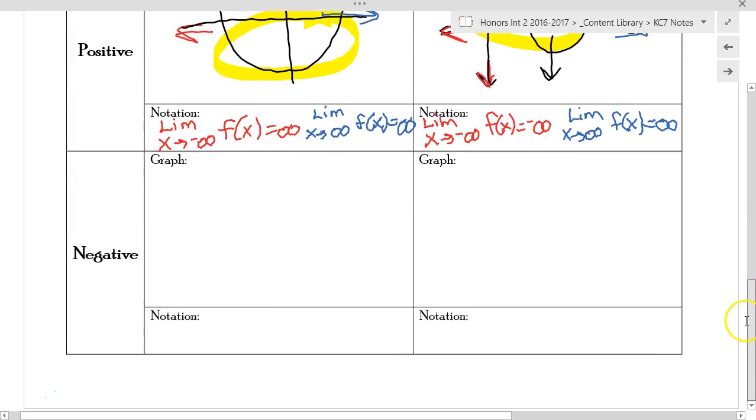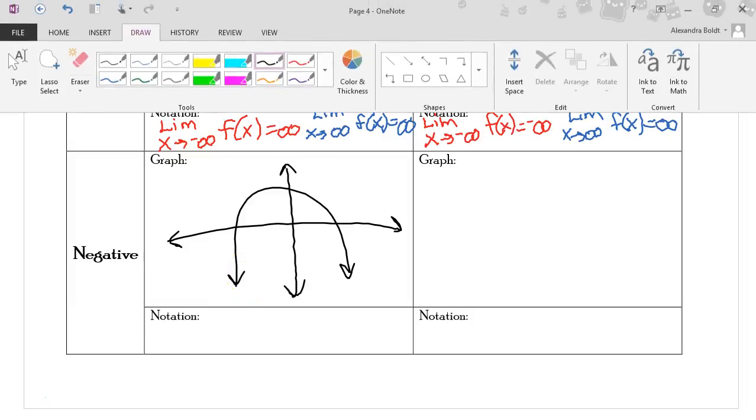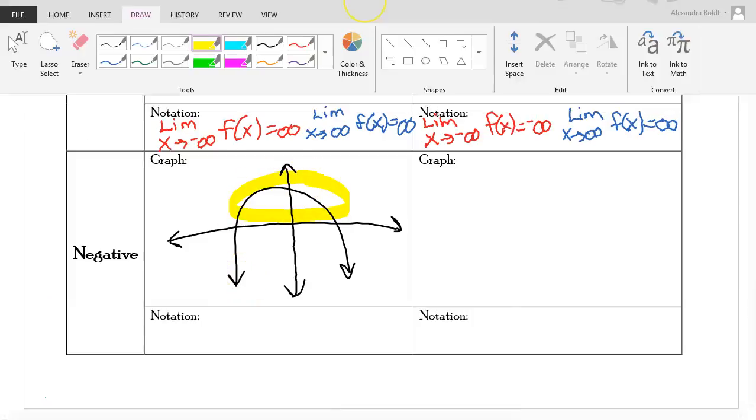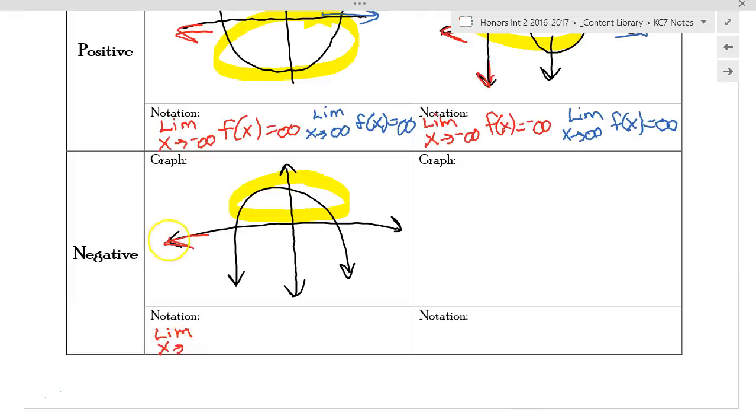Our next one is the graph where it's negative, but it's an even degree. So negative and even. The negative really just flips the positive over. So it's going to look like this. Again, this middle part can be whatever it wants. The ends are what matters. So the limit as x approaches, we're going to do the left first. So to the left is negative. F of x is going down. So that's negative.